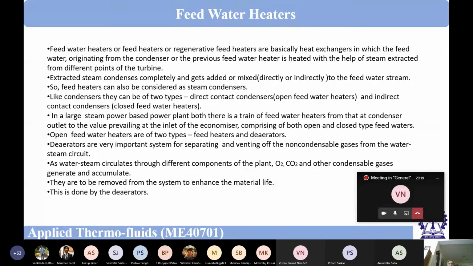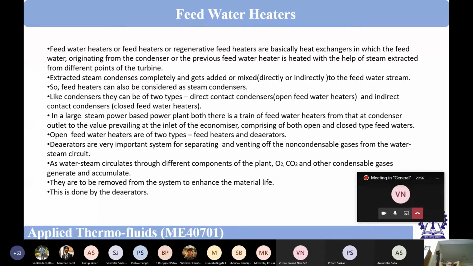So when there is regenerative feed heating, in the condenser some steam is getting condensed, and in the feed water heater also some amount of steam is getting condensed. It is getting condensed in two different places. Like condensers, they can be of two different types. Already I have told, the direct contact condenser is called an open feed water heater, and the indirect contact condenser is called a closed feed water heater. So there could be different categories of condensers.